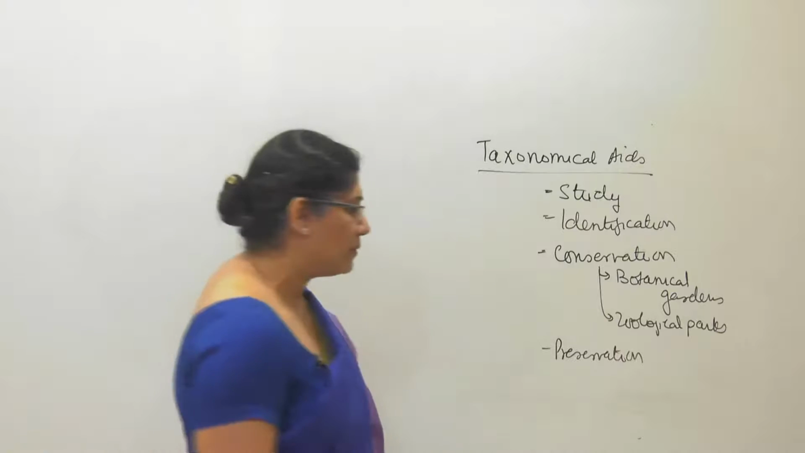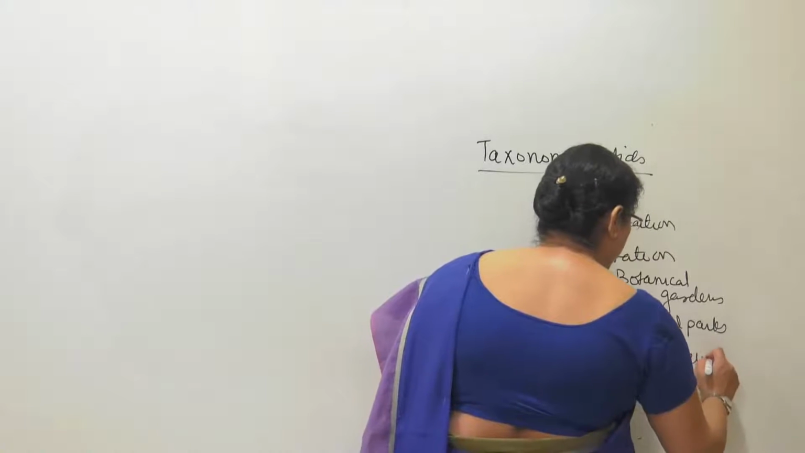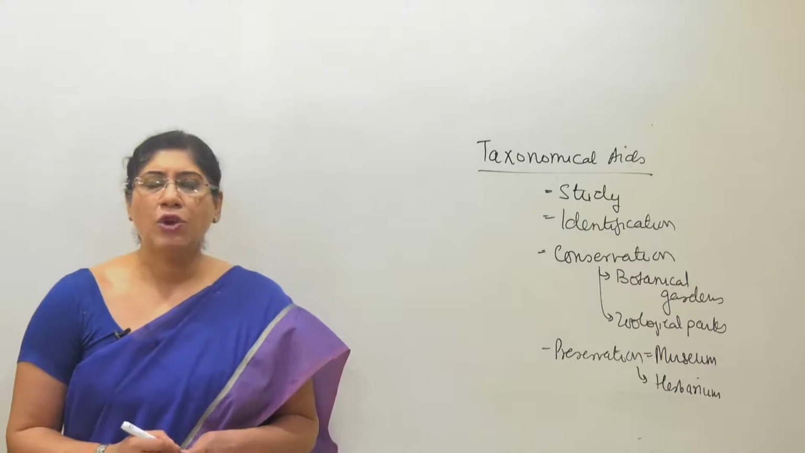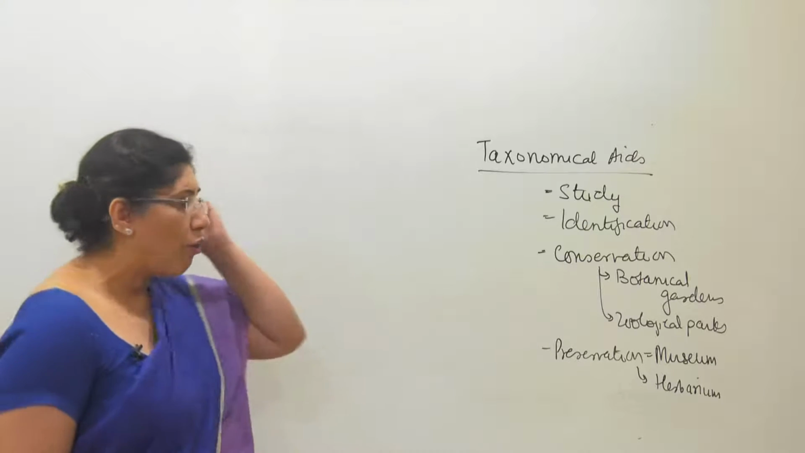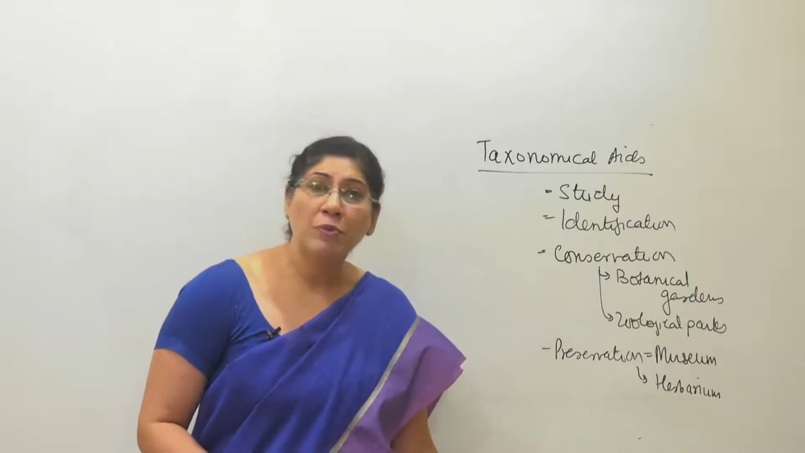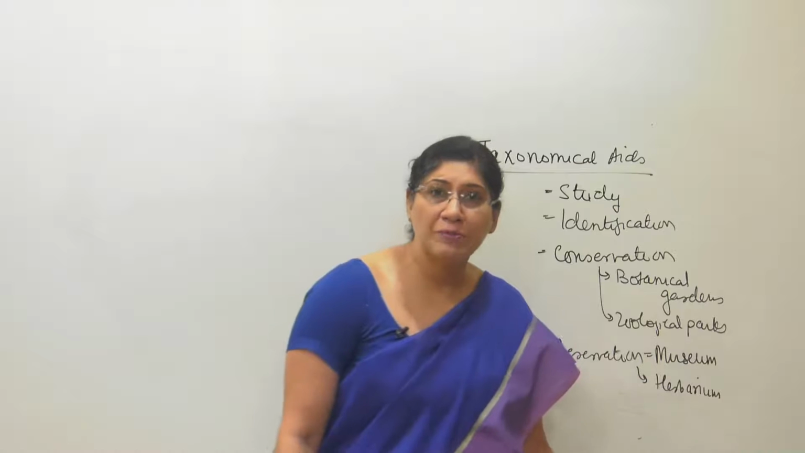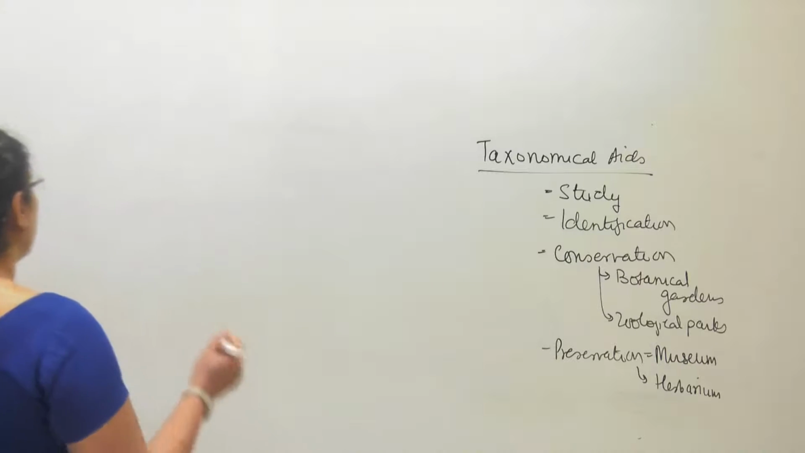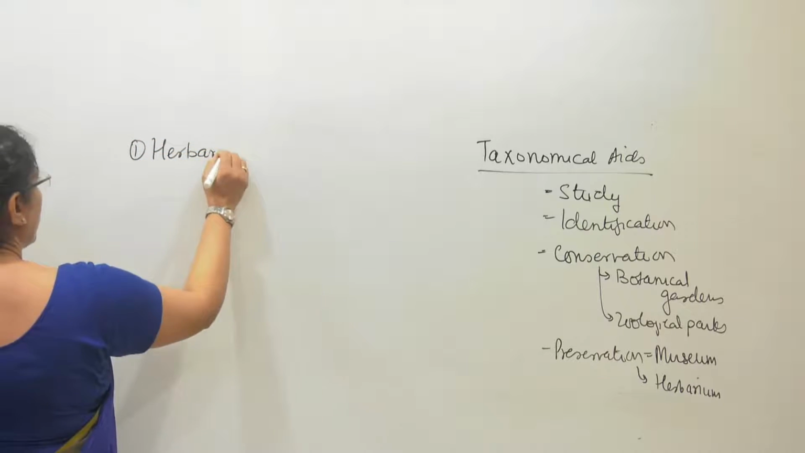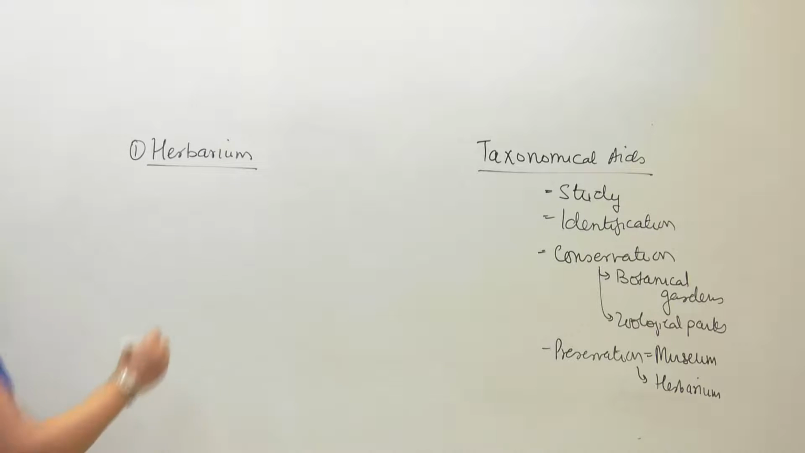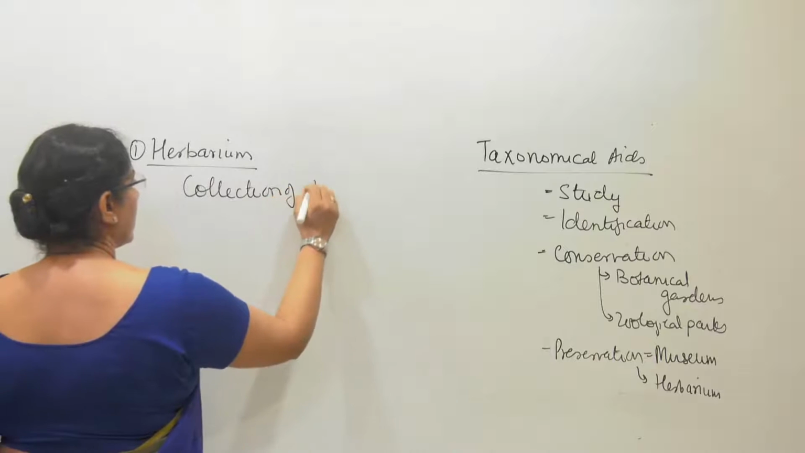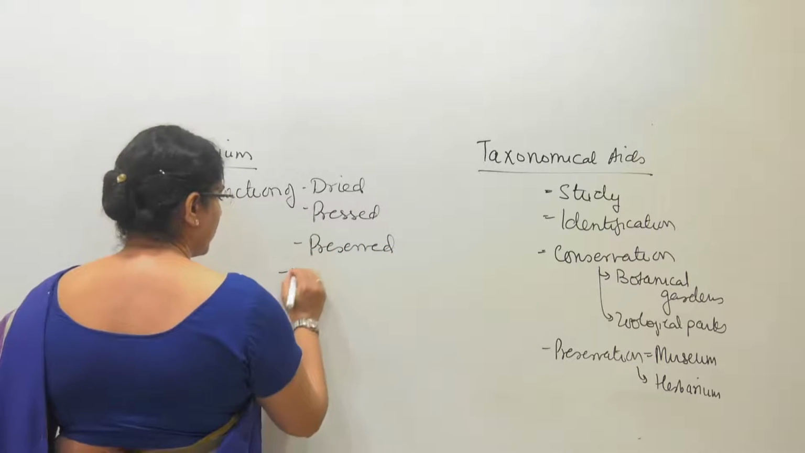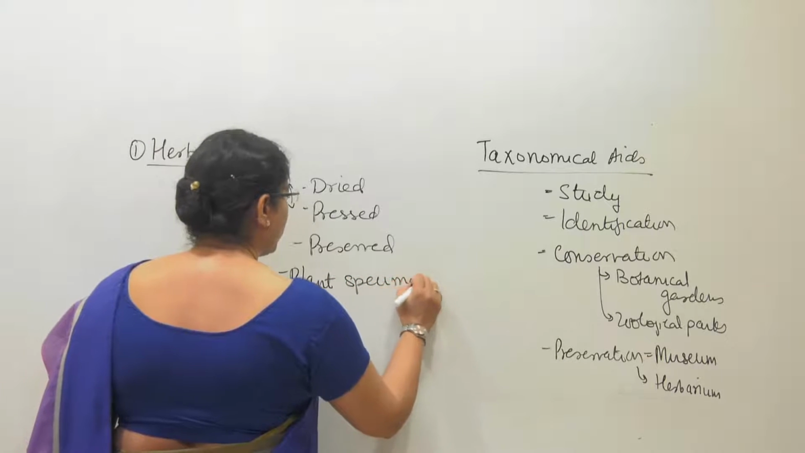Preservation is of dead organisms. So I may use a museum, I may use a herbarium. So taxonomical aid is not just to understand taxonomy and classification, but can also be used for conservation and preservation. It can also be used for display of plants and animals, like in a museum we use it for display, because by displaying or observing something, you are able to understand it better. So what are the common taxonomical aids that we use? First thing that we look at is the herbarium. Herbarium is a collection of dried, pressed and preserved plant specimens, but the specimen will not be preserved in total.